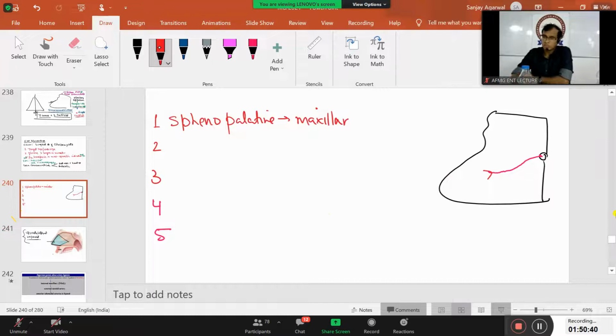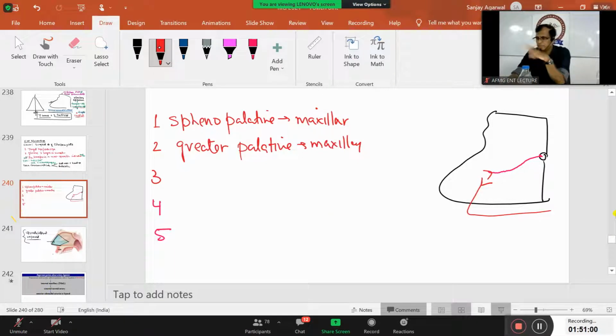The second artery is also a palatine artery. This is greater palatine artery, again a branch of maxillary artery, which comes from below like this and enters from here like this. This is your greater palatine.